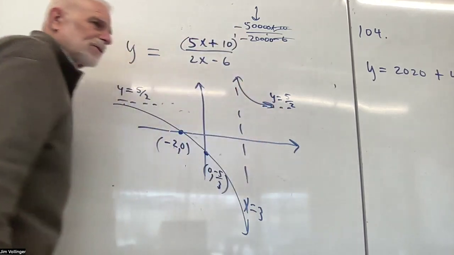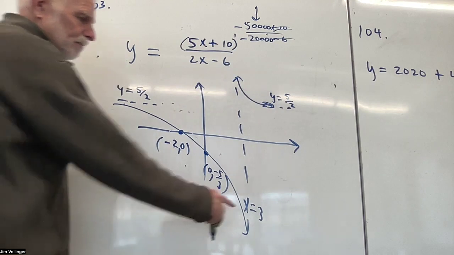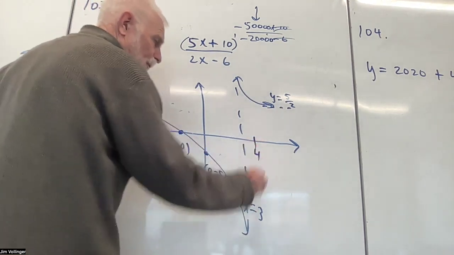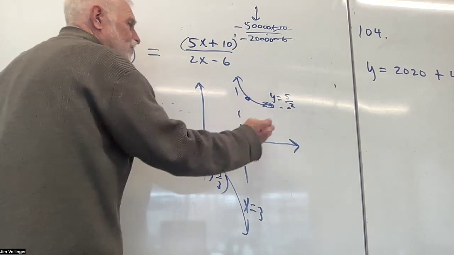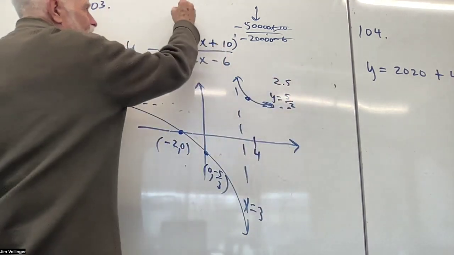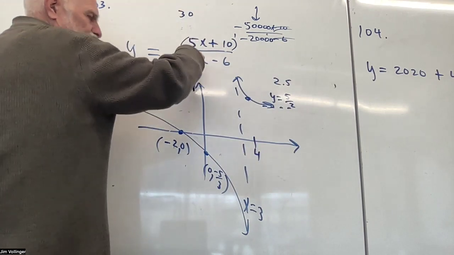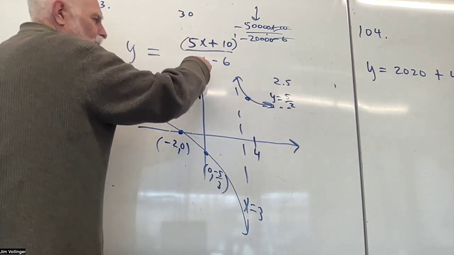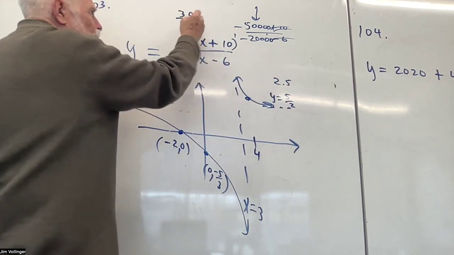And if you want to make sure that's right, you've got to work with numbers. Pick a number bigger than 3. How about 4? I should get a positive value above 2.5. 20 plus 10, 30. 2 times, what did I pick? 4. 2 times 4 is 8, minus 6 is 2.